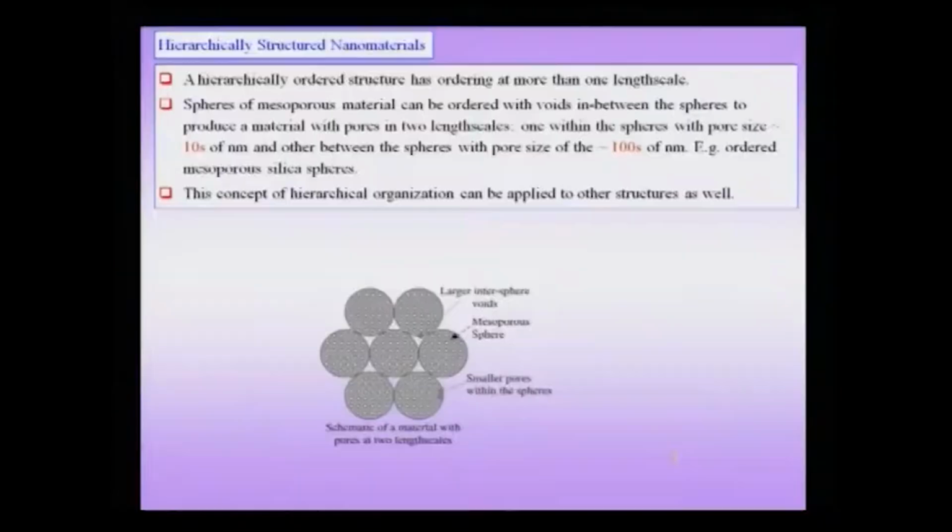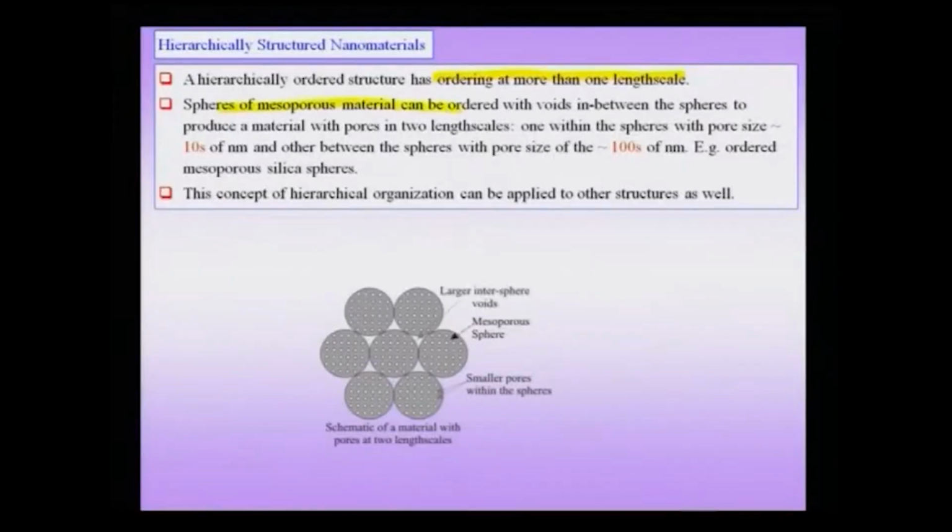Now, we had noted that this hierarchical ordered structure has ordering in more than one length scale, and the subunit which is formed at one level can be used to construct a higher level structure, which itself forms a subunit for an even higher level structure. Similar concepts can be applied to porous materials, wherein spheres of mesoporous material can be ordered with voids between the spheres to produce a material with pores at 2 length scales.